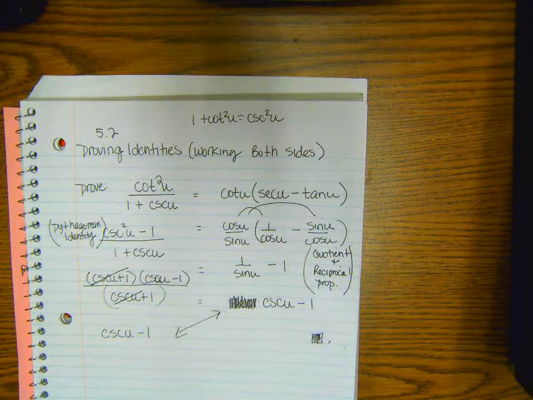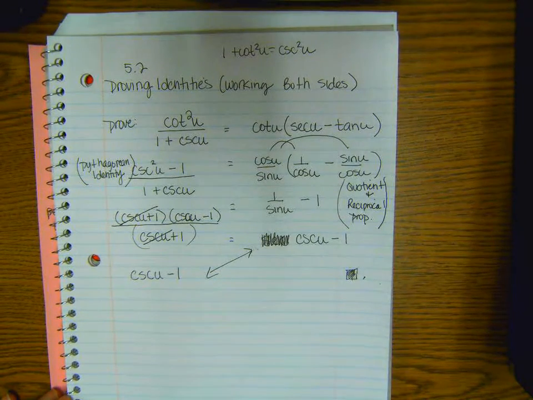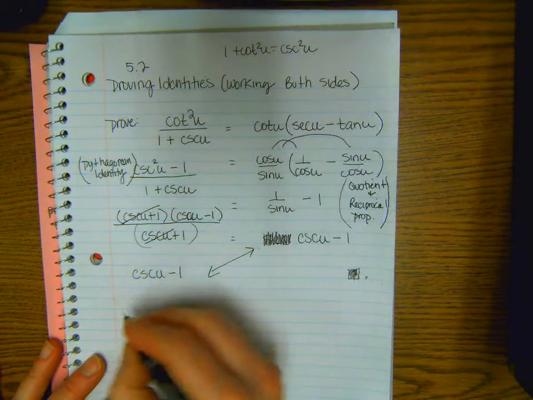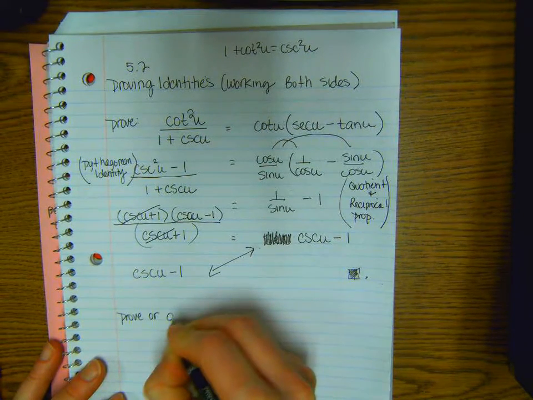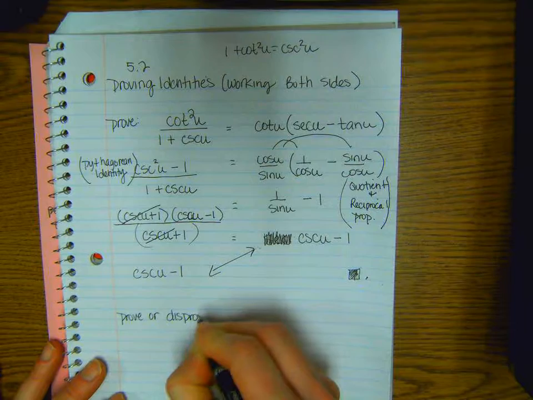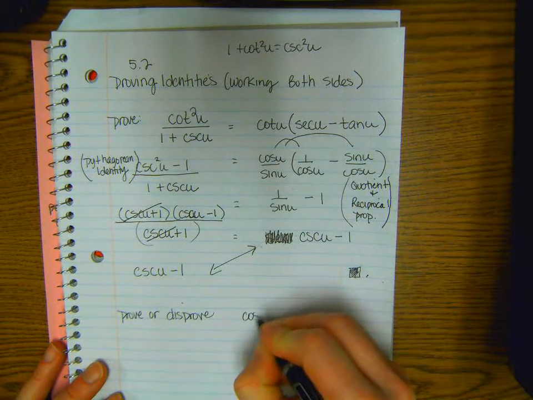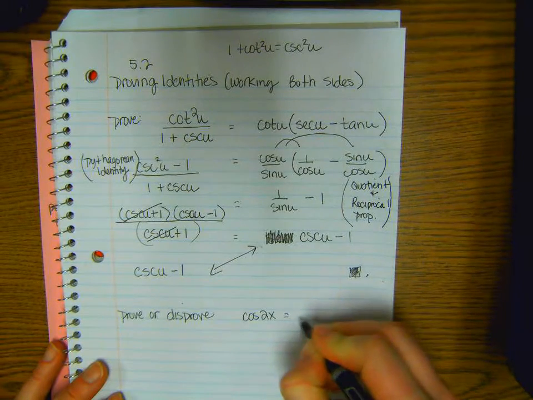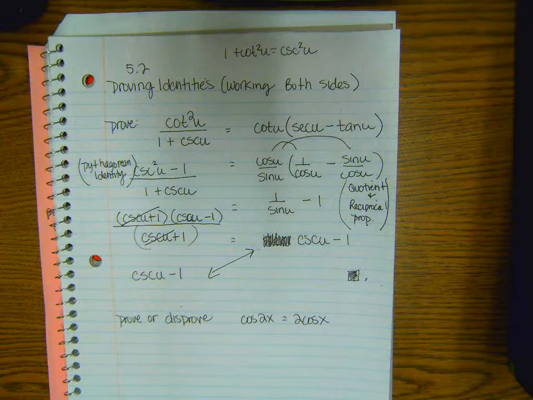Okay, so then the last thing I want to show you is how we can disprove something. And so first of all, we would want to know if it's true or not, okay? So this one I'm going to give you, prove or disprove this statement. And the statement is, does the cosine of 2x equal 2 times the cosine of x? Because a lot of times people want to do that. Can we pull that 2 out to the front?